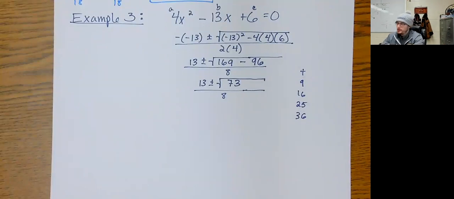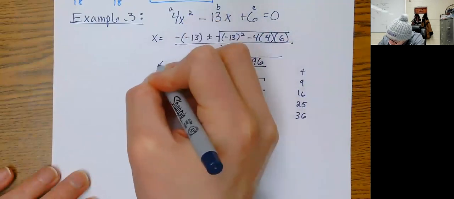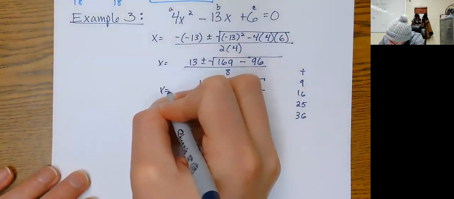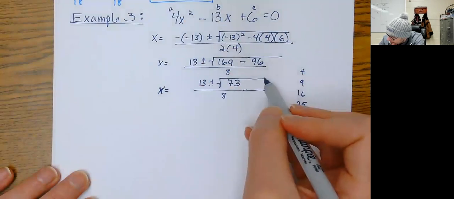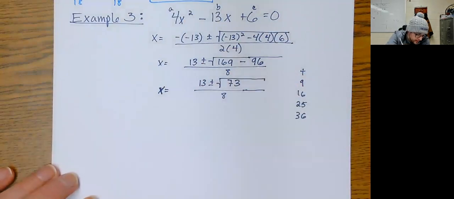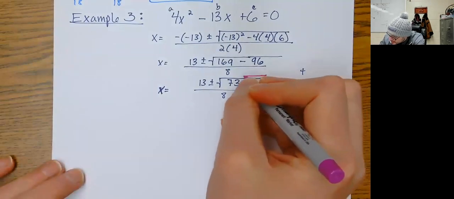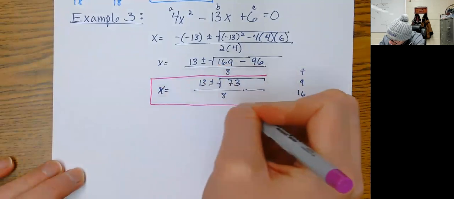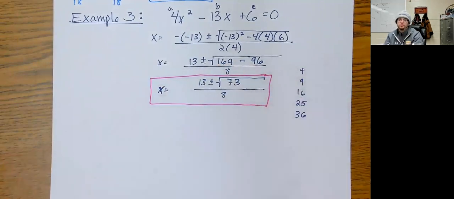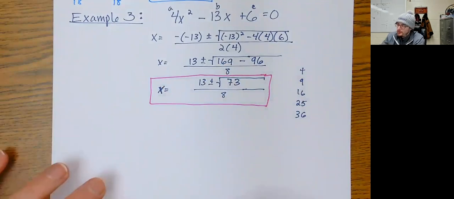That's the answer, actually. X equals that. That's how I would answer it. I would leave it as this. This is an irrational number. You can't write it as a fraction, right? The radical, it's irrational. You can't rationalize it. That's done. It's over.